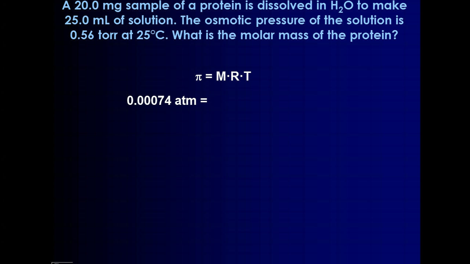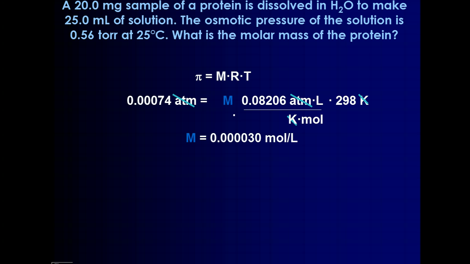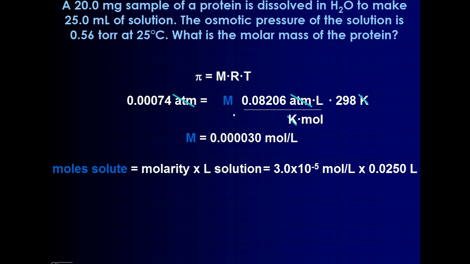So we convert our 0.56 torr into atmosphere so we can use our gas constant and then multiply by our Kelvin temperature. Canceling out the units that are going to disappear, we'll be left with our molarity, which is 0.000030 moles per liter, or 3.0 times 10 to the negative fifth. This molarity is the moles of the protein dissolved in the solution, and since we had 25 milliliters of solution, we can multiply that by that in liters to get the amount of protein in moles, 7.5 times 10 to the negative seventh.